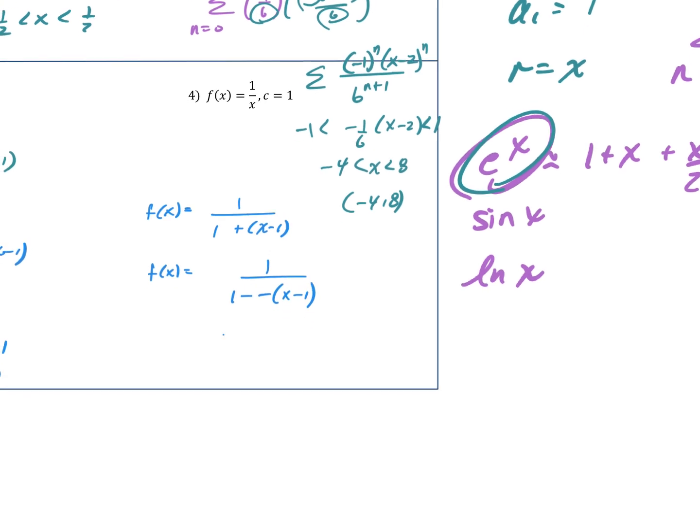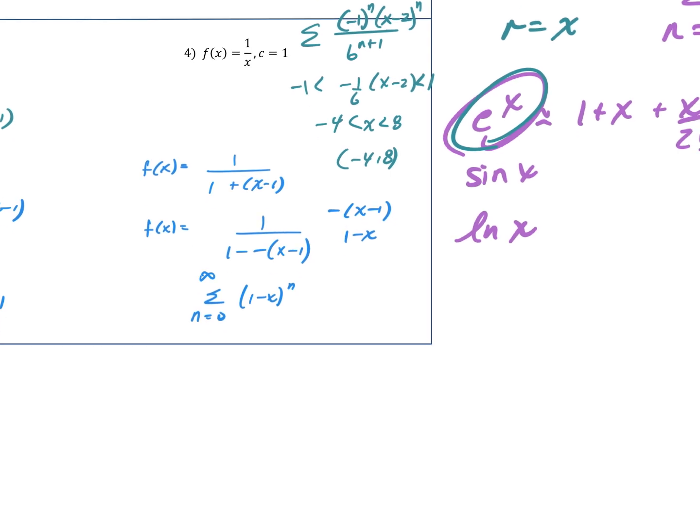So this one's n equals 0 to infinity. So my r is negative x minus 1. I flipped it to be 1 minus x, but that really doesn't matter. 1 minus x to the nth power. If you want, you could keep the negative on the outside. I guess that would even be better, maybe. Because then this would be negative x minus 1. And that's all going to the nth power. So we really could do negative 1 to the nth, and then x minus 1 to the nth power.